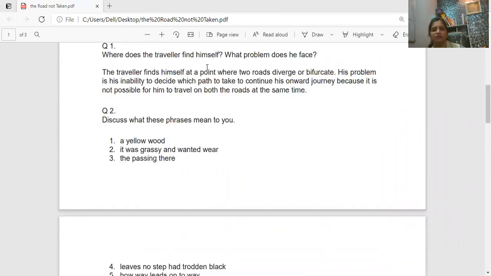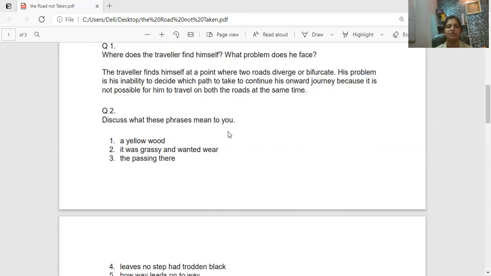Where does the traveler find himself? What problem does he face? The traveler finds himself at a point where two roads diverge or bifurcate. His problem is his inability to decide which path to take to continue his onward journey because it is not possible for him to travel on both the roads at the same time.